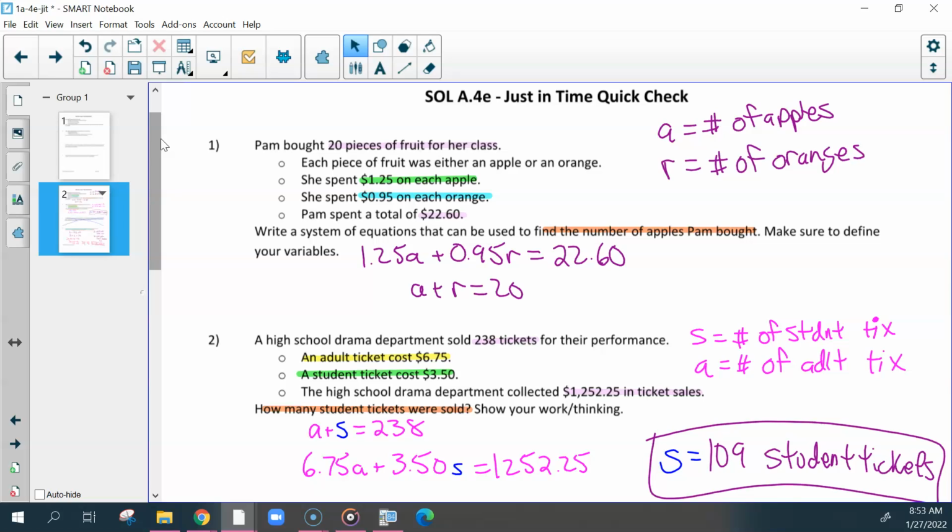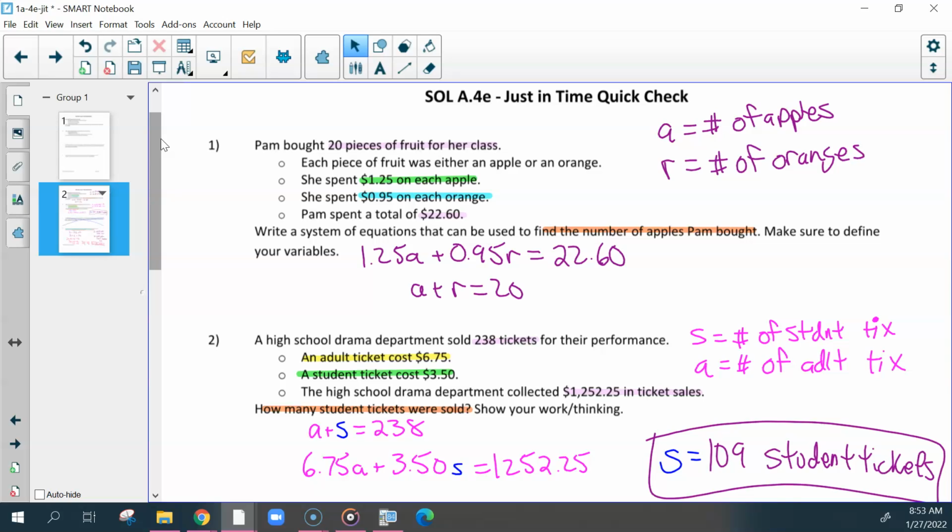First, if you didn't do that, make sure that you do that for all of your word problems. You need to have variables and define them if they're not given. They don't have to be the same as mine. You just have to tell me what your variables mean. And you have to be specific. So don't just say A equals apples. Tell me what about the apples we don't know.